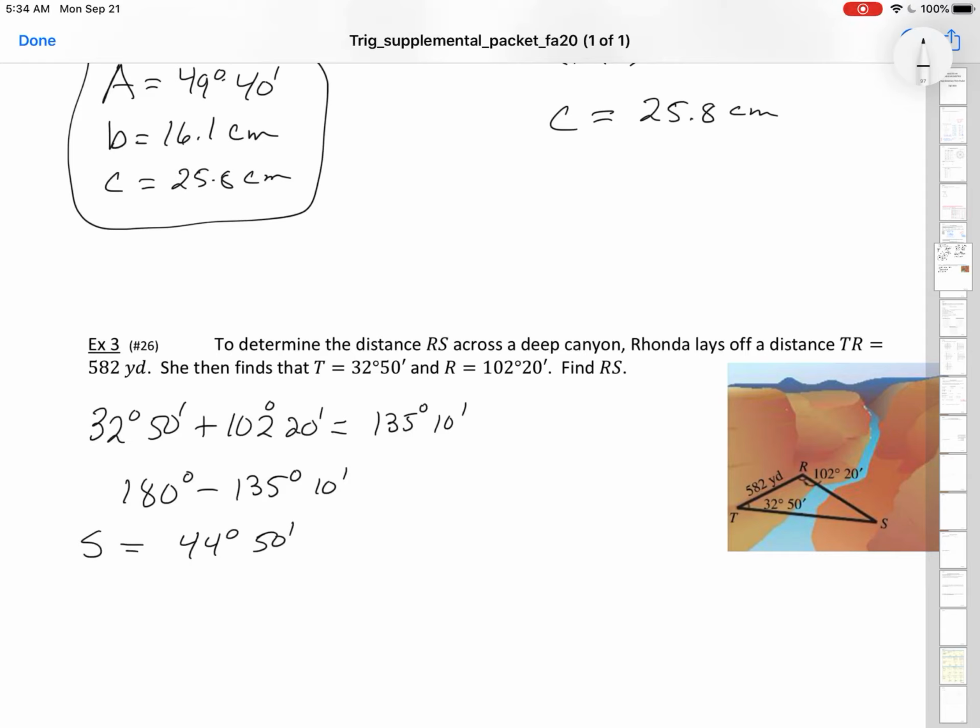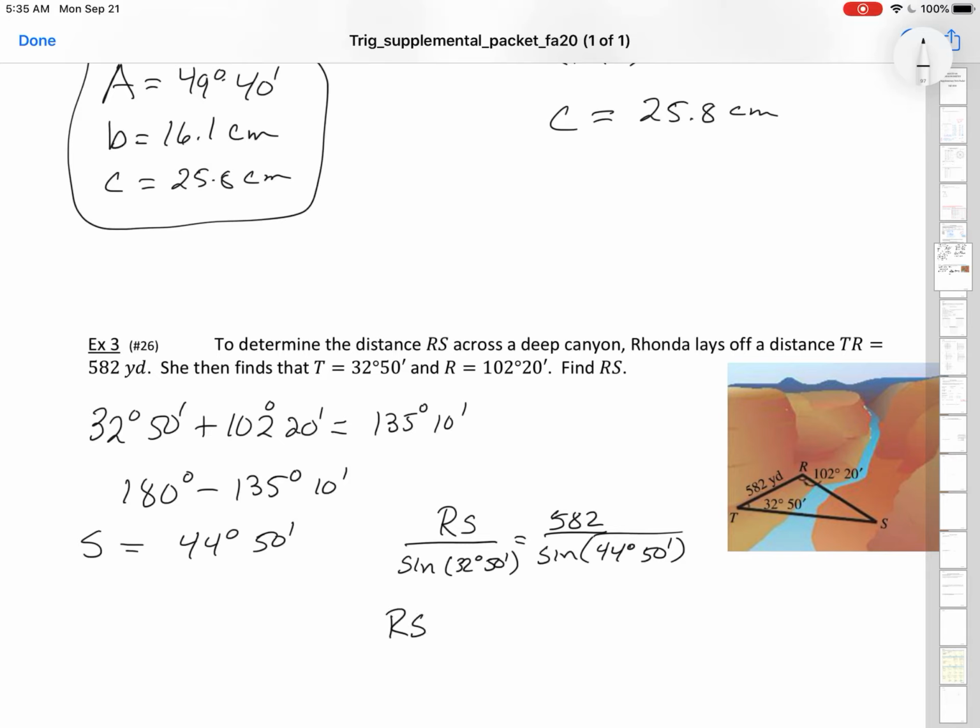Well, I needed that. So what I know is that I need to find that length RS. So the length RS is opposite the angle 32 degrees 50 minutes. And that's got to be equal to 582 all over the sine of the angle opposite that, which we just found out to be 44 degrees 50 minutes. We didn't know that until we did that big subtraction off to the side. So you can see that the work is way similar from problem to problem.